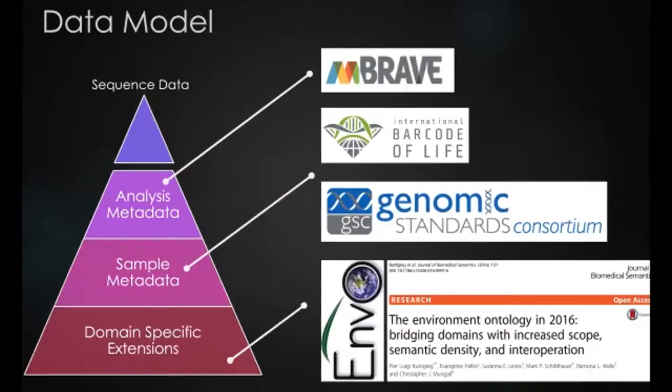So the data model also is made easier. Obviously, the sequence data is handled because of the storage capacity of mBrave. But because mBrave facilitates all of its own analysis built into the system, backed by its own dedicated cloud servers, the analysis metadata is already stored in the system and is never displaced, with sample metadata being set by the eyeball consortium and the genomic standards consortium, and we're looking at domain-specific extensions based on standards like ENVOGAS.